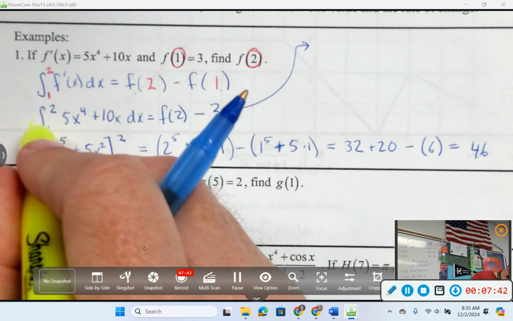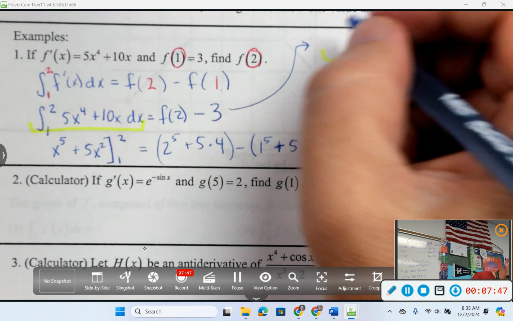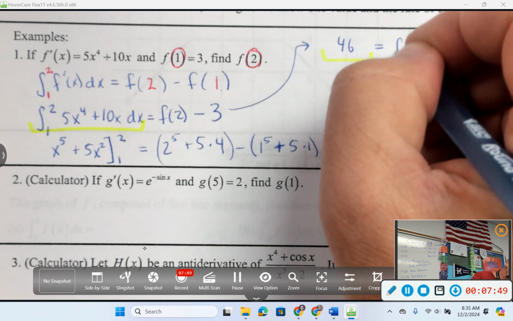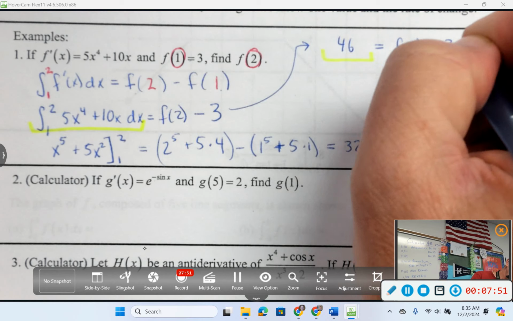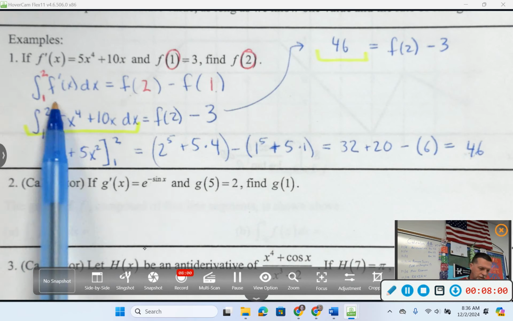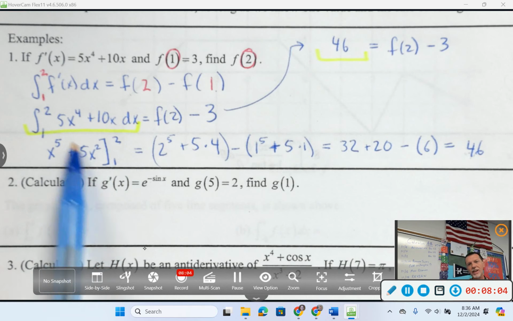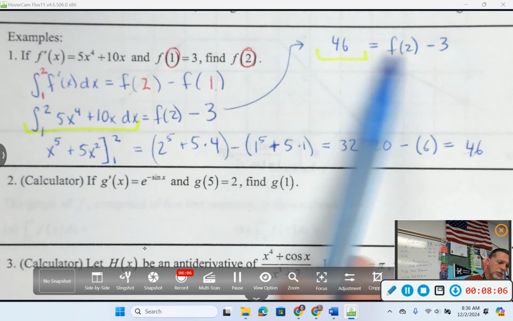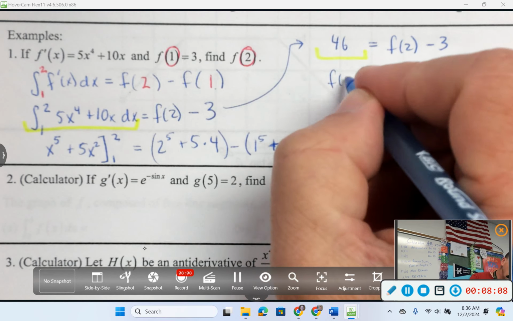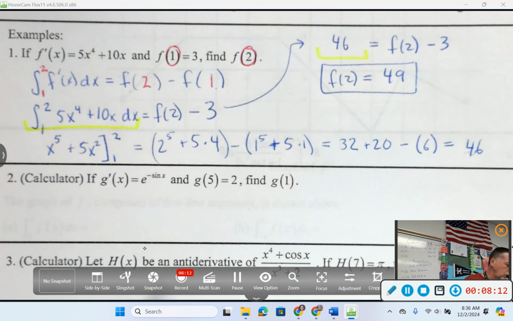So all of this, that integral, is 46. That equals f of 2 minus 3. So the big picture was understanding the antiderivative of a derivative gets us back to the original. We had to take a little detour to figure out the antiderivative, but now we're back to plugging things in that we know. So if I add 3 to both sides, f of 2 is 49.